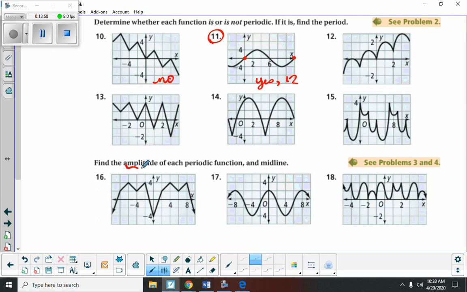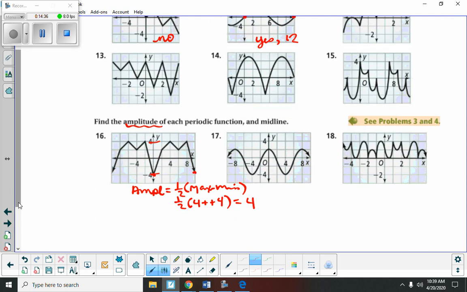The next group says find the amplitude and the midline. So in this one, we're going from here to here. And so the amplitude, remember, is 1/2 the maximum minus the minimum. And your maximum is 4. That's the highest it gets. The minimum is -4. So minus a -4, that would be 8. So 1/2 times 8 is 4.